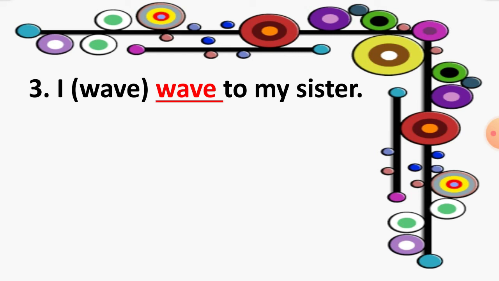Okay? When you are making a sentence with I, you, we or they, you don't need to add anything in the verb. The verb will remain as it is. I wave to my sister.